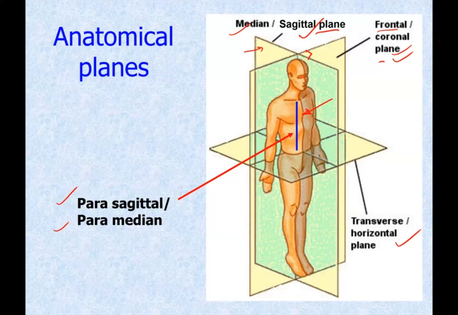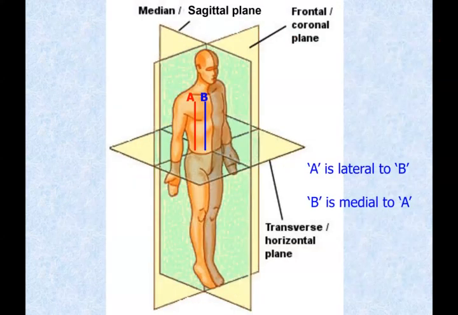Then this term lateral and medial that I was trying to describe in the previous slide. Now there are two lines I have drawn here. You can see, this is the midline here. Just away from the midline, you get this letter B, and then further away, you get letter A. If you compare the positions of the two lines, since line B is closer to the midline, we can say B is medial to A.